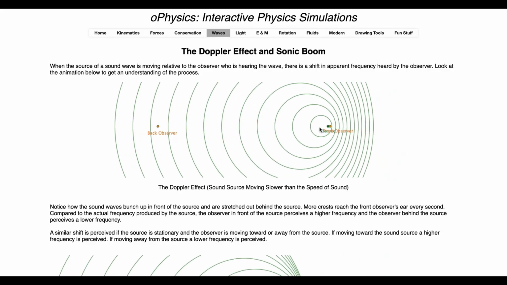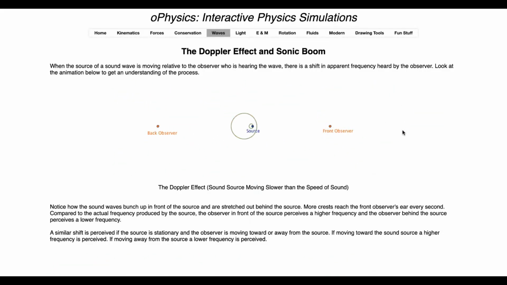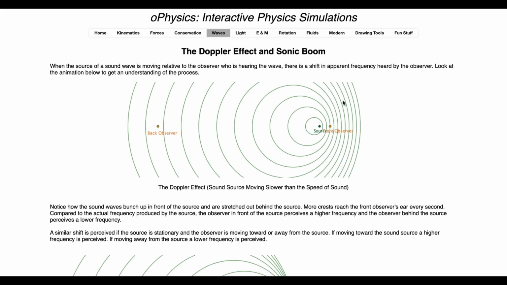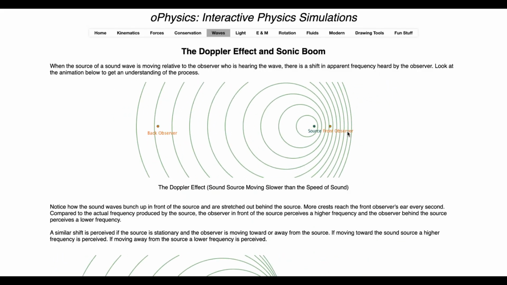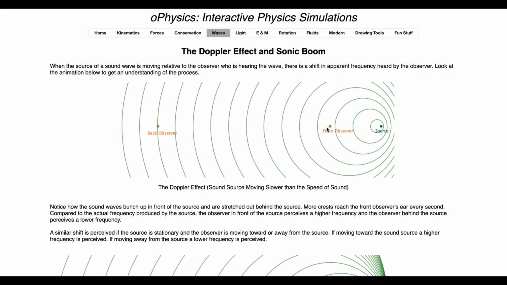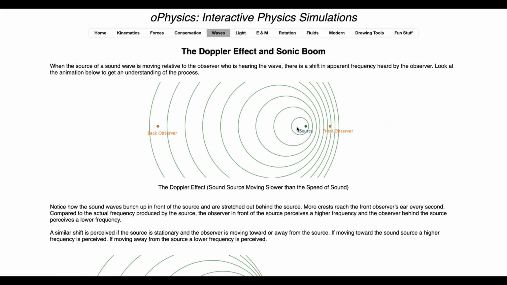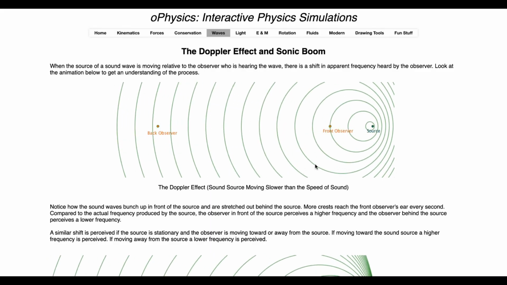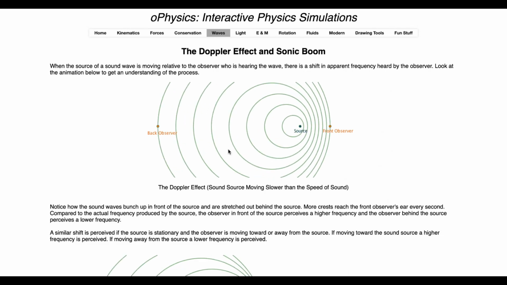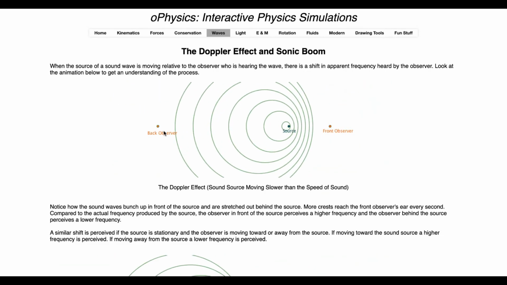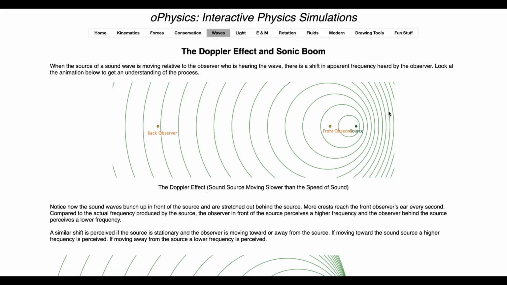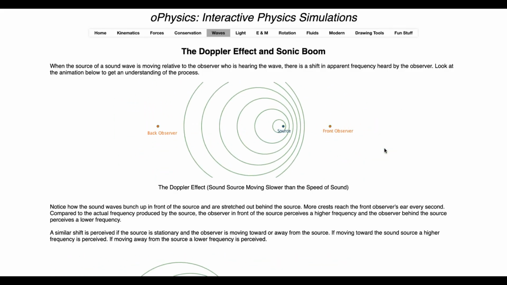As the source moves in the direction of the sound waves, the waves bunch up, I guess you can say, right? You can see all of this bunches up, and therefore you're going to experience a very high frequency at first. But then as the source moves away from you, the sound waves don't bunch up as much, and therefore that's going to cause a very low frequency. You can see the back observer here. This is a very low frequency compared to all of these sound waves bunched up together.